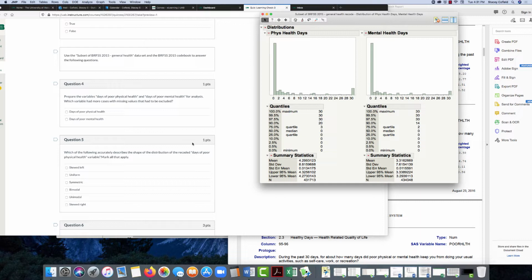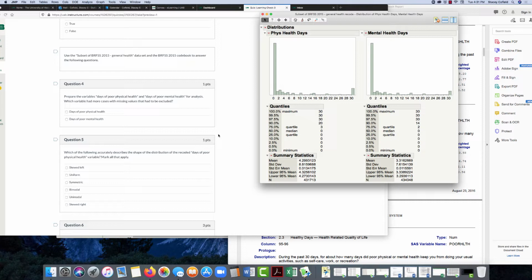Question 5: Which of the following accurately describes the shape of the distribution of the recoded days of poor physical health? You can mark all that apply. So skewed, uniform, symmetric, bimodal, unimodal, or skewed to the right. Skewed left, skewed right.